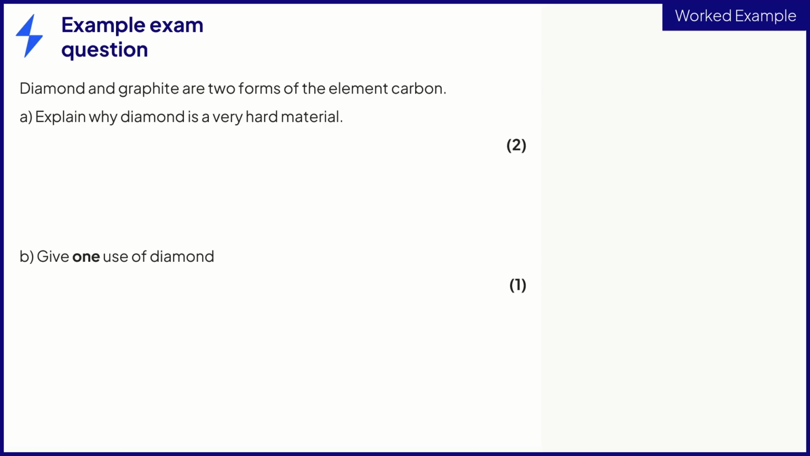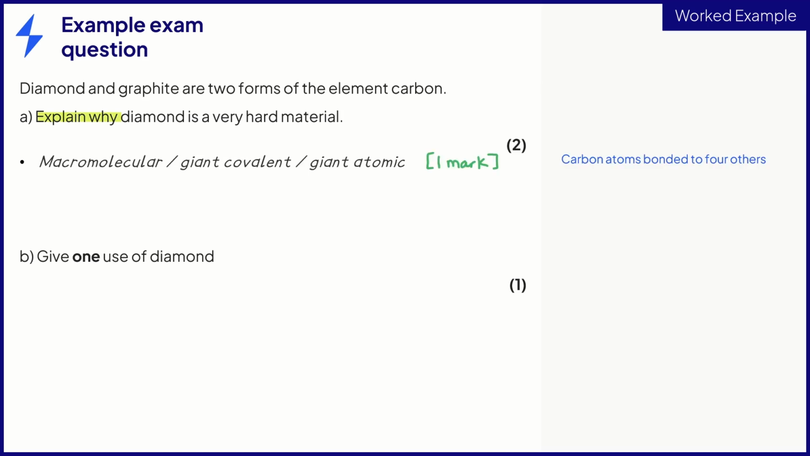Let's have a look at some example exam questions. Here, you are asked to explain why diamond is a very hard material for 2 marks. Whenever you are asked about the properties of a substance, the first thing to do is to identify the type of structure that you are being asked about. Diamond has a giant covalent structure. Alternatively, you could say carbon atoms are bonded to 4 others. This scores the first mark. For the second mark, you need to make the point that these bonds are very strong, which will take a lot of energy to break.